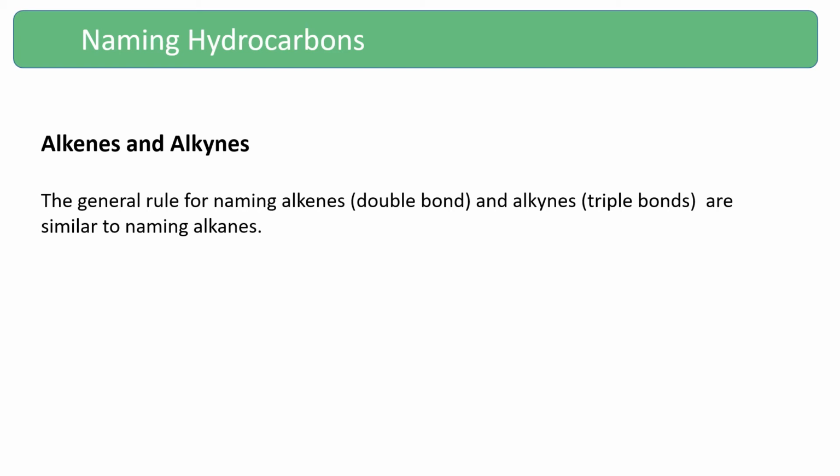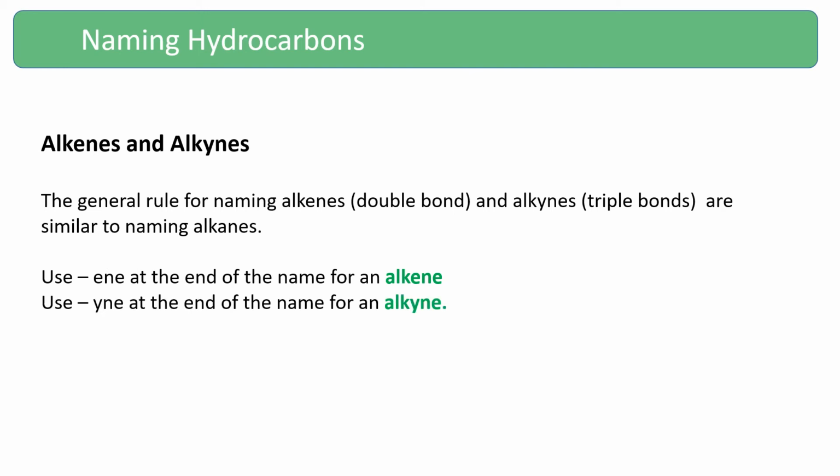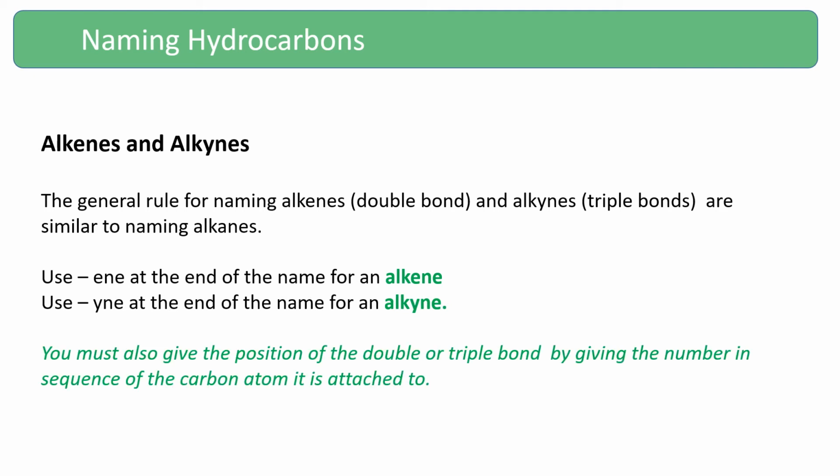Now, let's move on to alkenes and alkynes. The general rules for naming alkenes, meaning double bonds, and alkynes, meaning triple bonds, are similar to naming alkanes. Use ene at the end if it's an alkene, and use yne at the end if it's an alkyne. You must also give the position of the double or triple bond by giving the number in sequence of the carbon atom it is attached to. This is an important step that we must follow.